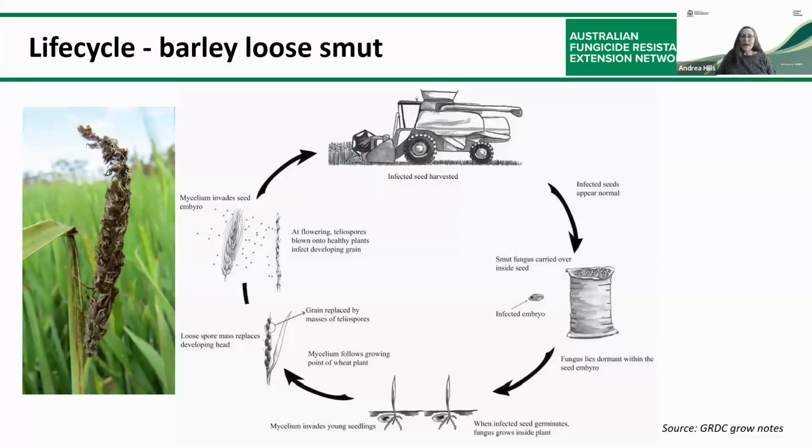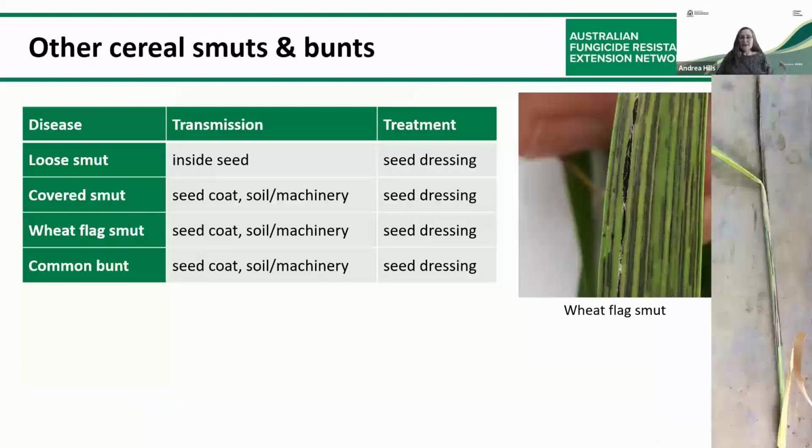And at the stage when the head's still an embryo, it invades the head and starts replacing what would become grain with the hyphae of the smut fungus, to ultimately produce that smutted head that emerges. So the seed dressings act down the bottom here. They interrupt that life cycle, prevent the loose smut developing enough to get into the embryo, and so that plant can still go on to produce a normal head. Okie doke. So next slide.